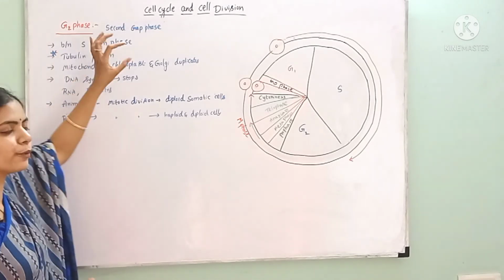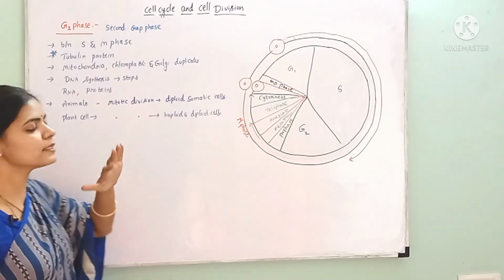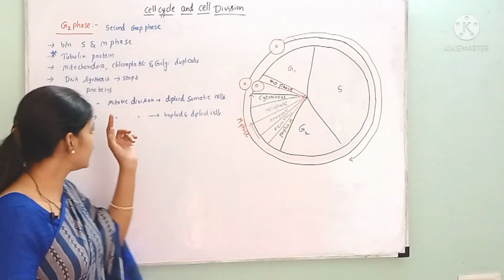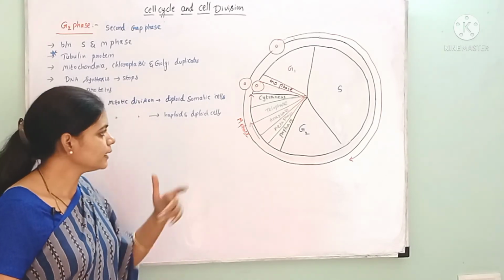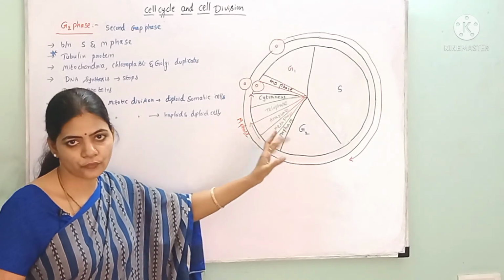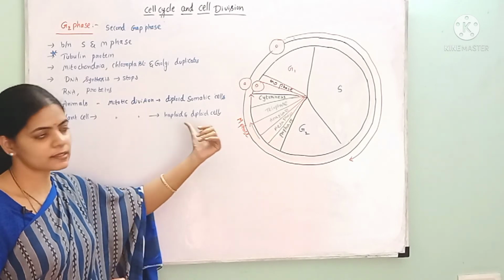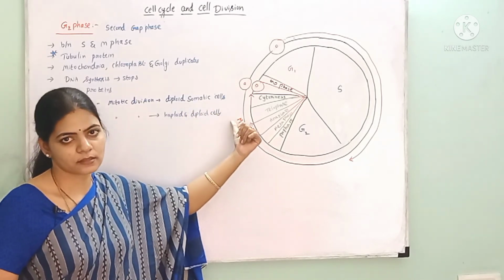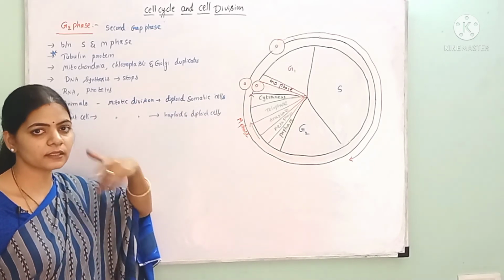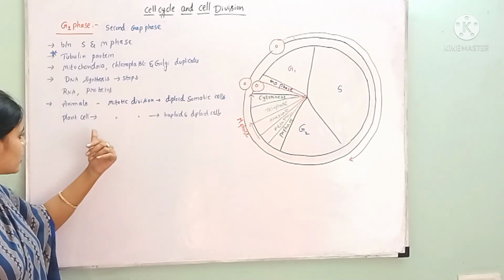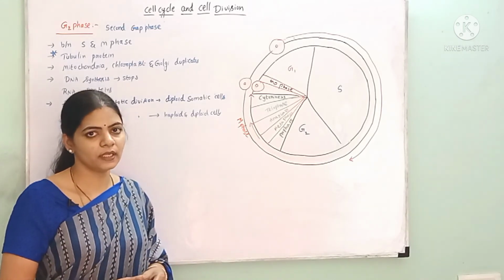Next, duplication of mitochondria, chloroplast and Golgi apparatus occurs here. Here the DNA synthesis stops, but RNA and protein synthesis still continue. Those RNA and proteins are required for the next phase, that is M phase. In animals, mitotic division occurs in the diploid somatic cells. So where does it occur? In the diploid somatic cells. Meiotic division occurs in the gametes. Sex cells are the gametes, right? In the plant cells, mitotic division occurs in both haploid and diploid cells.